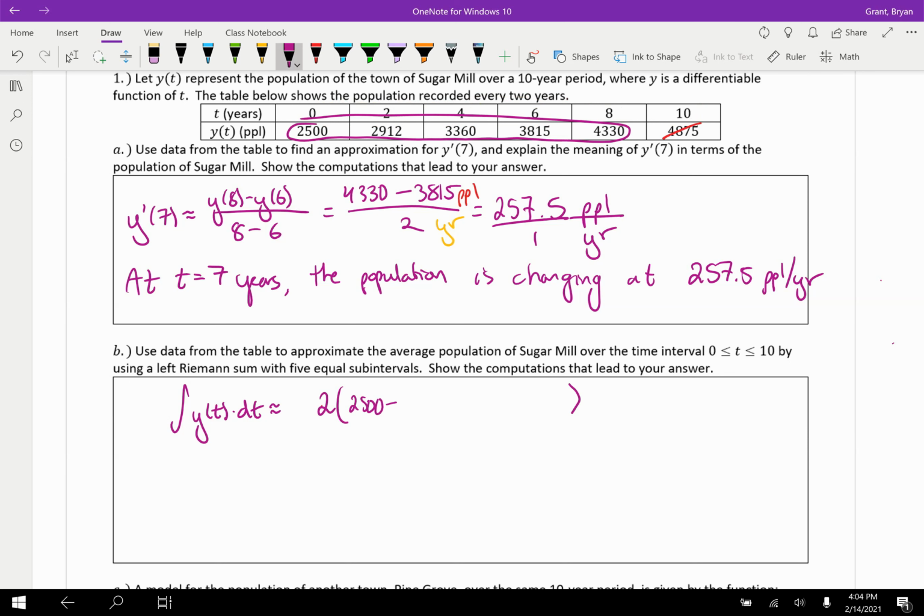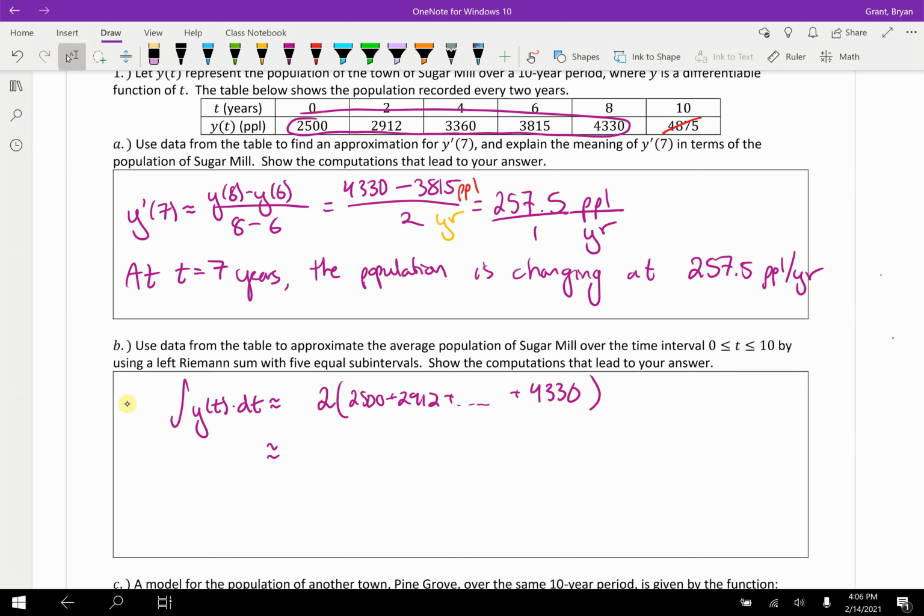So 2500 plus 2112, and so on and so forth, all the way up to 4330. Don't do that on the AP exam. Write all the numbers. Awesome. All right, so then we are going to get an answer.